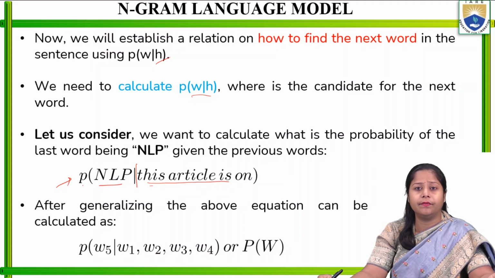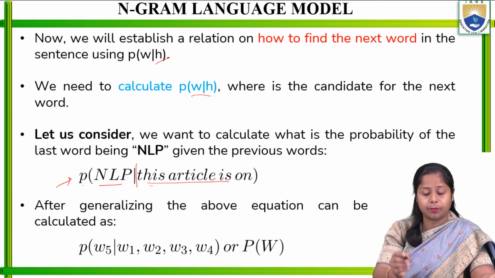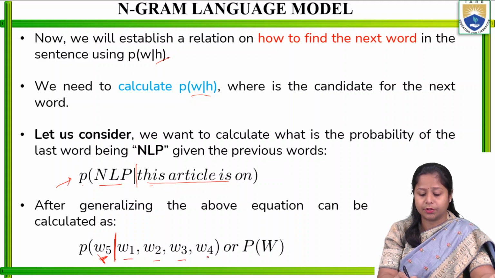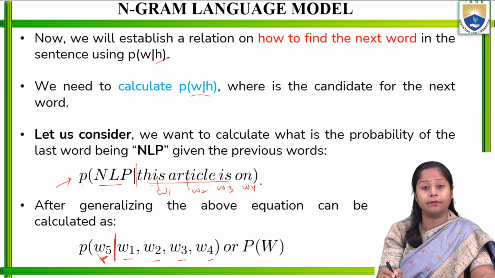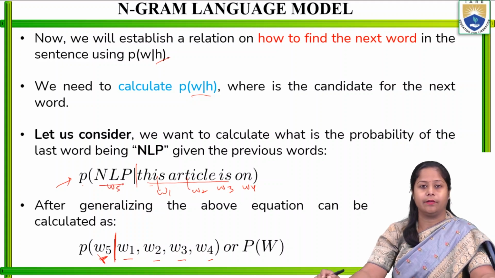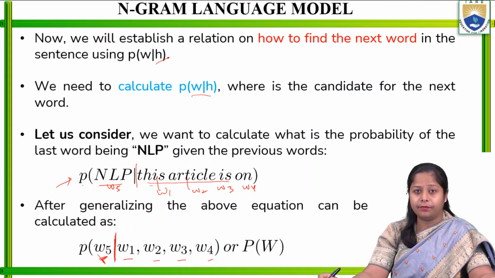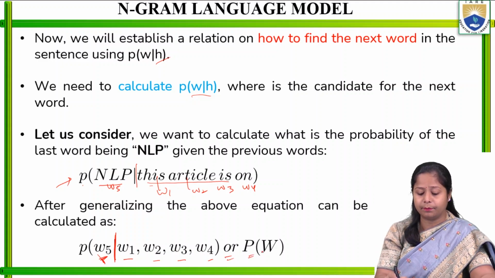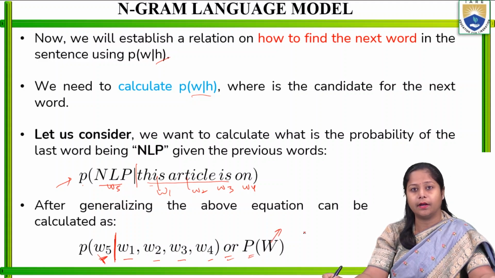After generalizing, the above equation can be calculated as the probability of the word W5 given W1, W2, W3 and W4. So there are 4 words, W1, W2, W3 and W4, and we are identifying W5. So we can say it is the combination, capital P, the probability of all words together. That is how the formula works to segregate all these words together.